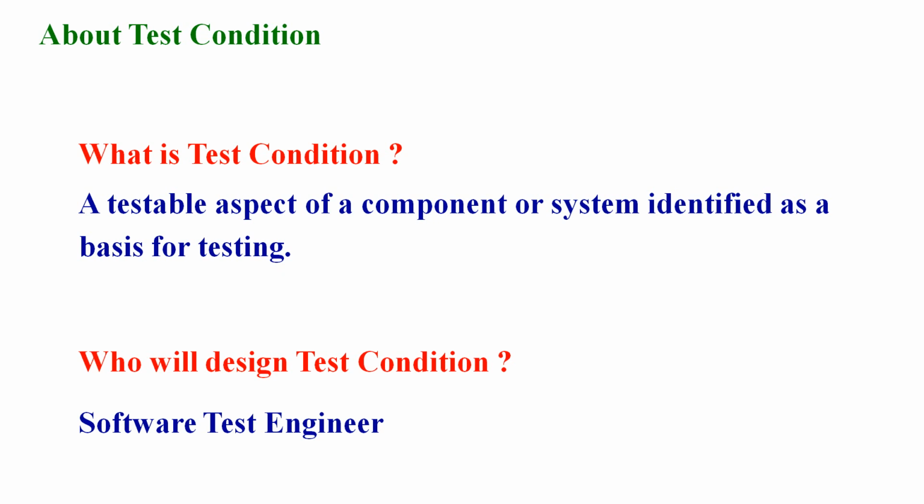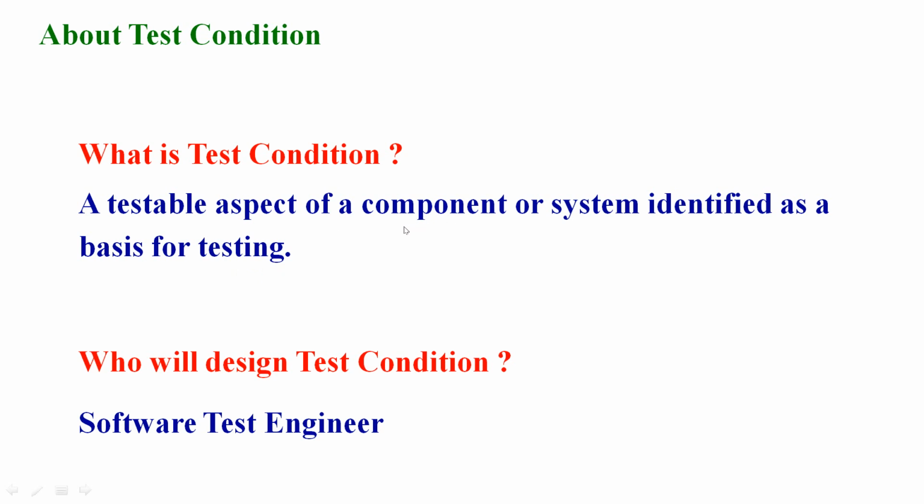In the requirements document, the software test engineer has to identify the testable items. What do you mean by the testable item? The item which has to be tested. For each and every testable item, the software test engineer is supposed to design test condition. So what is test condition here? A testable aspect of a component or a system identified as a basis for testing. This is the definition of test condition.